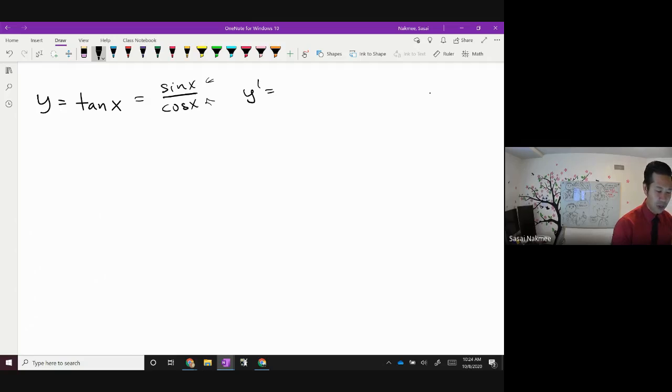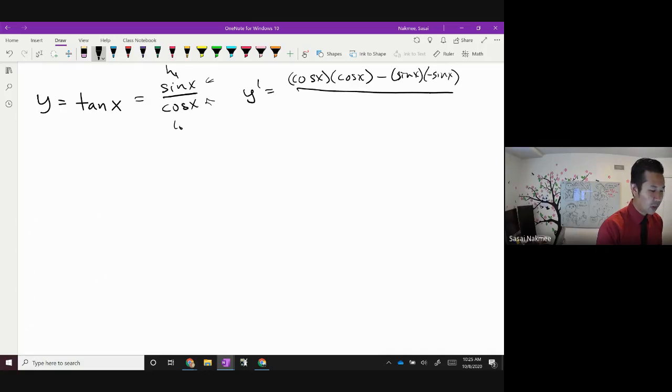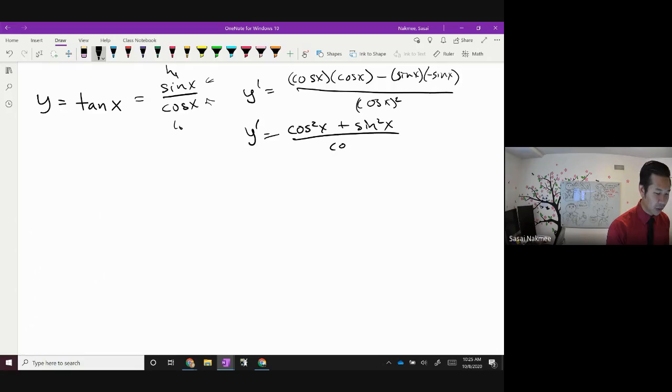Y prime would just be low d high. So in this case, low is cosine of x, d high, which is the derivative of sine, which is cosine of x again, minus high, which is sine of x, d low, the derivative of the low is negative sine x, all over low, which is cosine x squared, right? And I can go ahead and distribute this out in the numerator, and what I have here is going to be cosine squared x plus sine squared x all over cosine squared x.